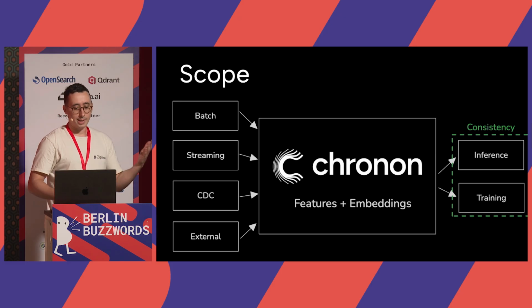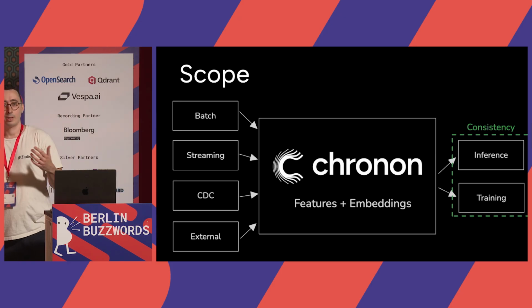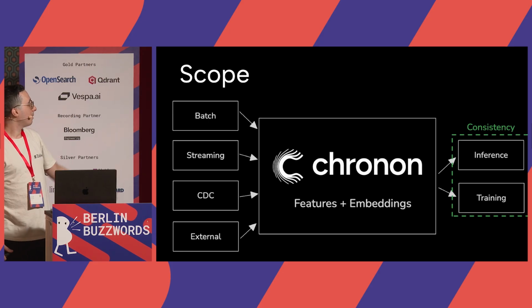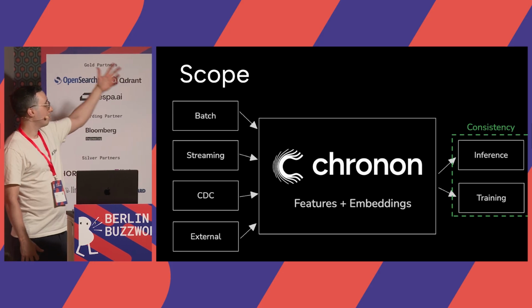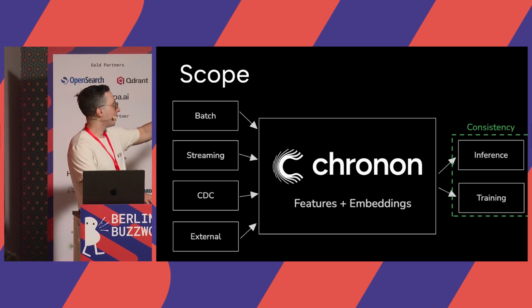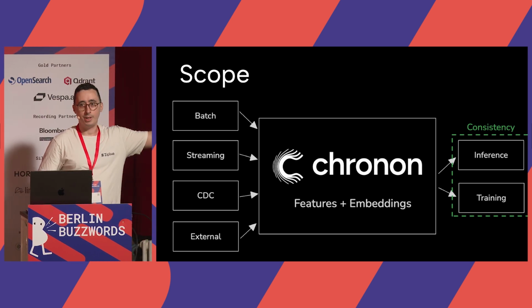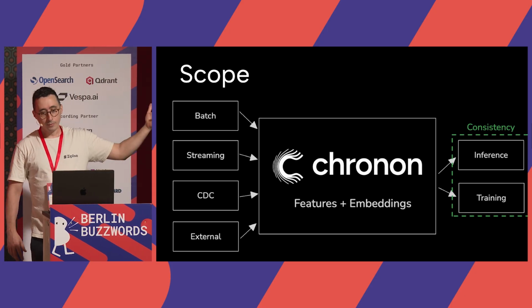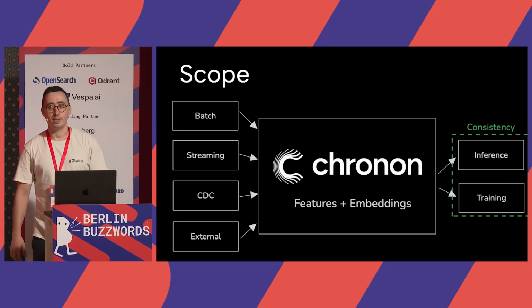So in terms of scope, what is it? I mentioned it's a feature and embedding platform. And what that means is that it takes raw data sources from anywhere basically in your company: batch sources, streaming sources, CDC, external API calls. And it's an engine that transforms that raw data into useful features and embeddings and can power both model inference and model training with guaranteed consistency between the two.